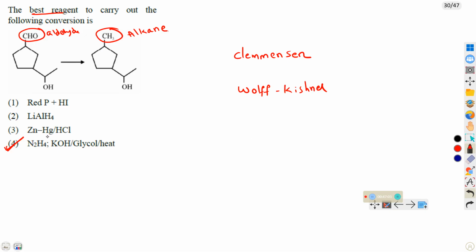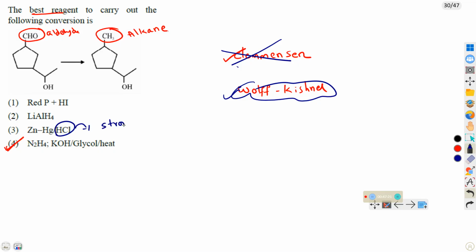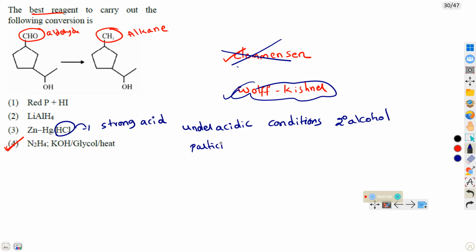Why not zinc amalgam HCl? Why not Clemmensen? Why only Wolff-Kishner? Because the Clemmensen reaction takes place in the presence of strong acid. Under acidic conditions, alcohols participate towards dehydration reactions.